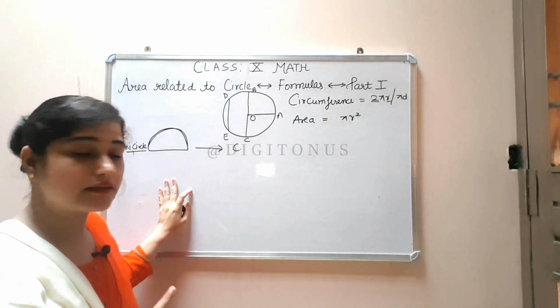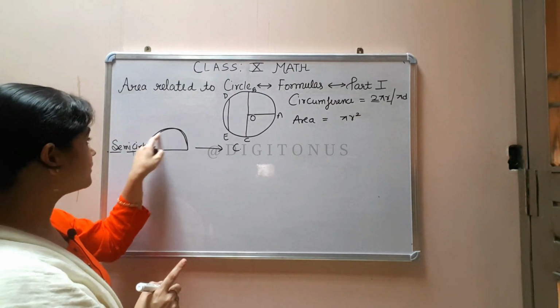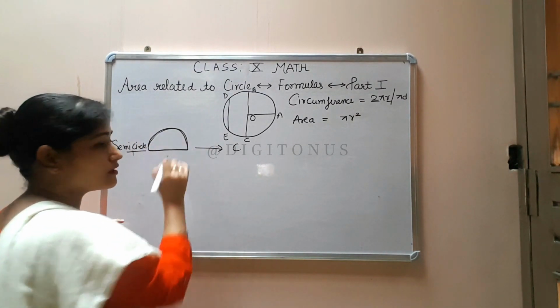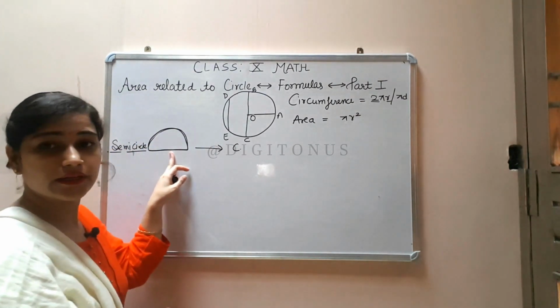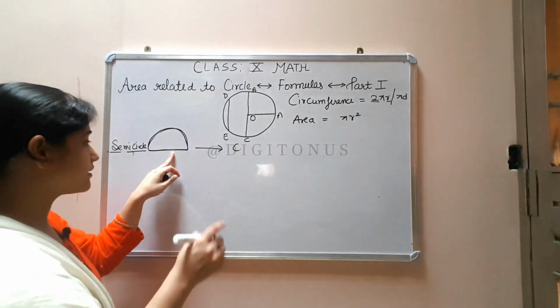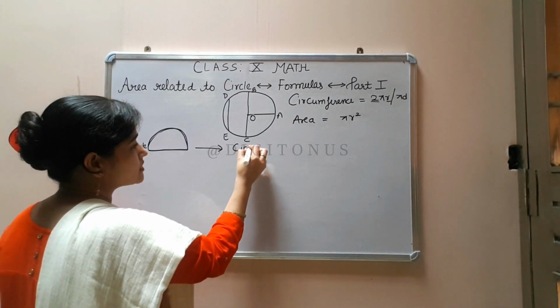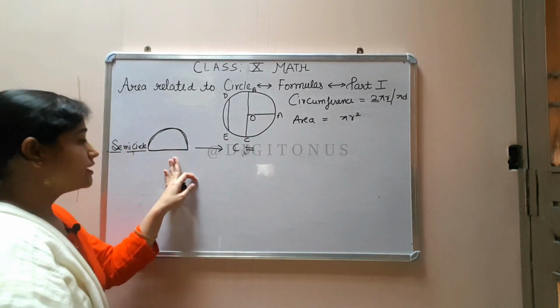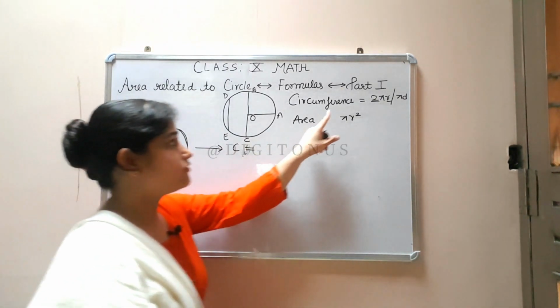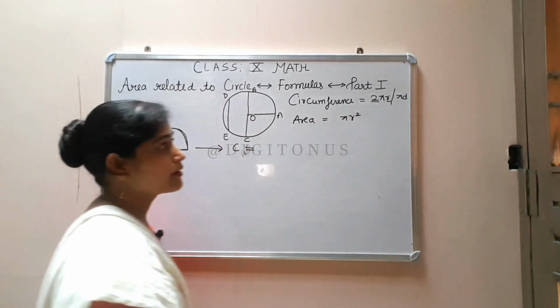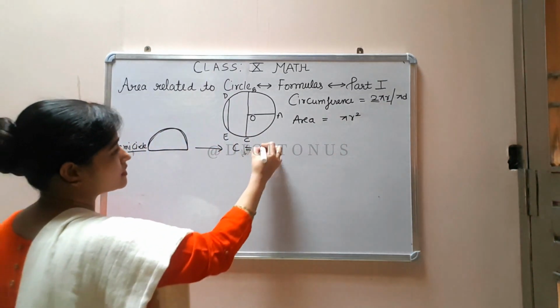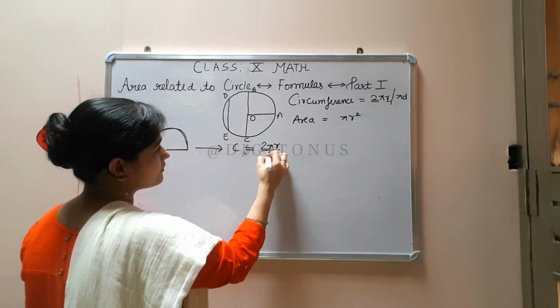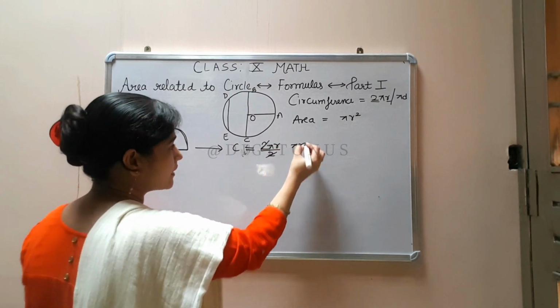The first thing to keep in mind is that circumference is the curved part only; the straight line will not be included in the circumference. So what will be the circumference of a semicircle? The circumference of a full circle is 2 pi r. So the circumference of a semicircle will be 2 pi r divided by 2, which means pi r.